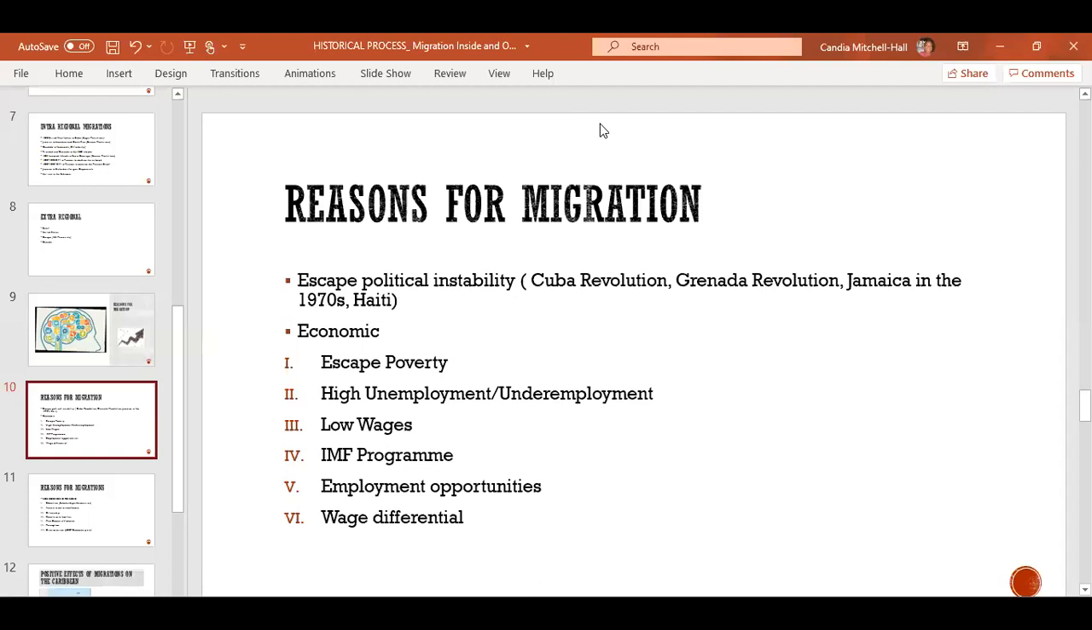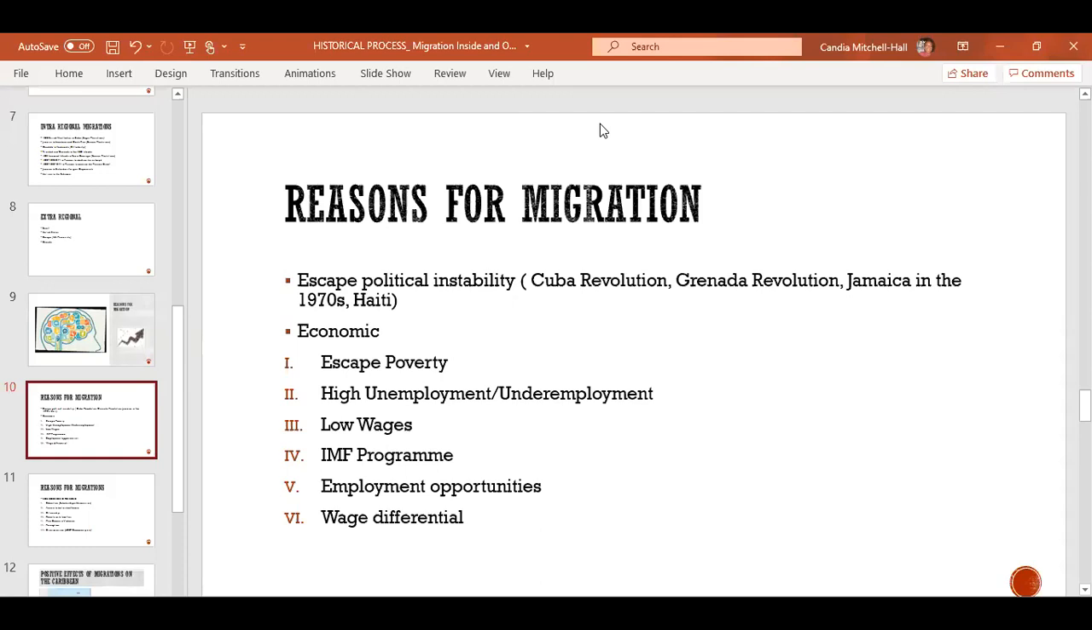And so one of the reasons why people migrate is because of underemployment. You're qualified, you have the qualification, they just cannot find the job. Another reason, low wages. As you would have mentioned, the wages are pretty low in some Caribbean countries. And even in some Caribbean countries where the wages are much higher, the cost of living is very high. So with the wage, you're basically living from hand to mouth.